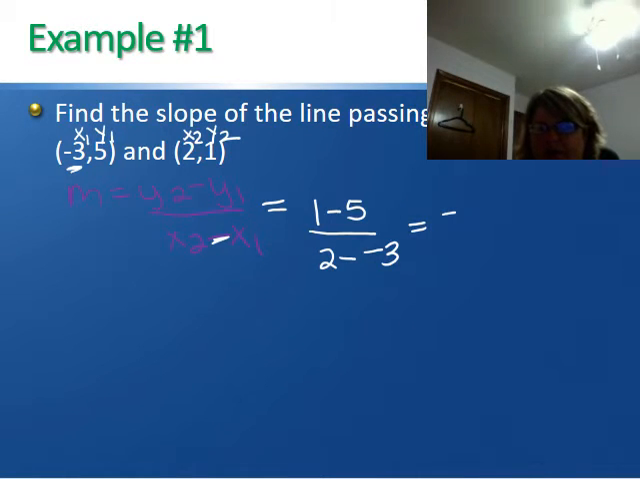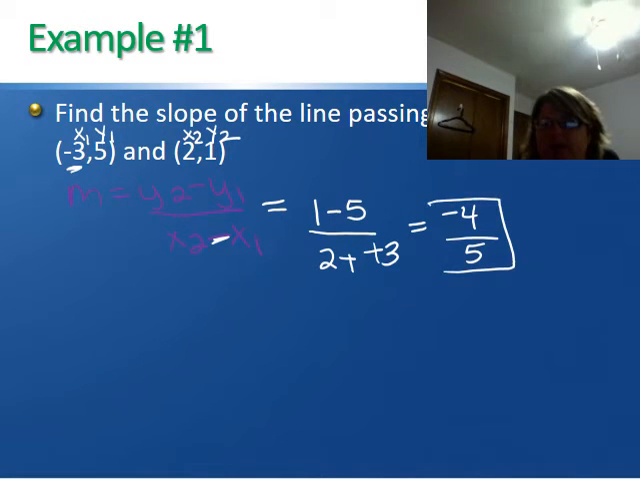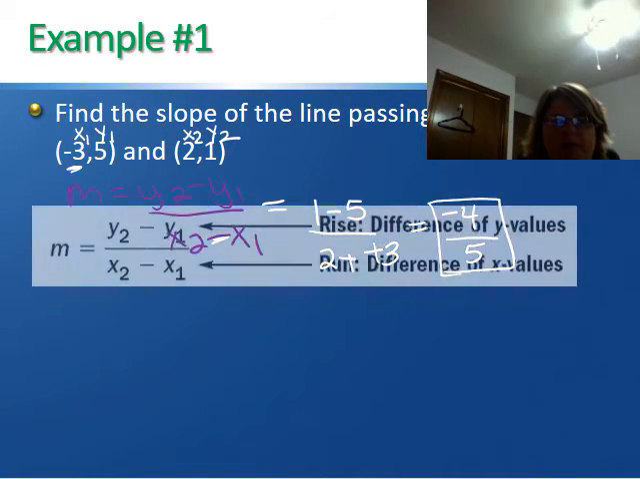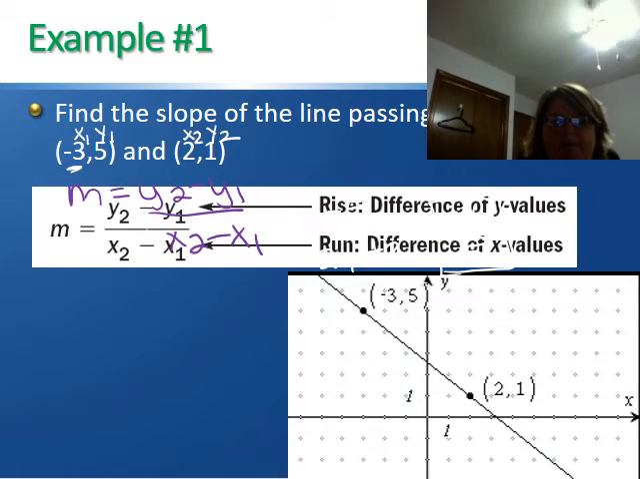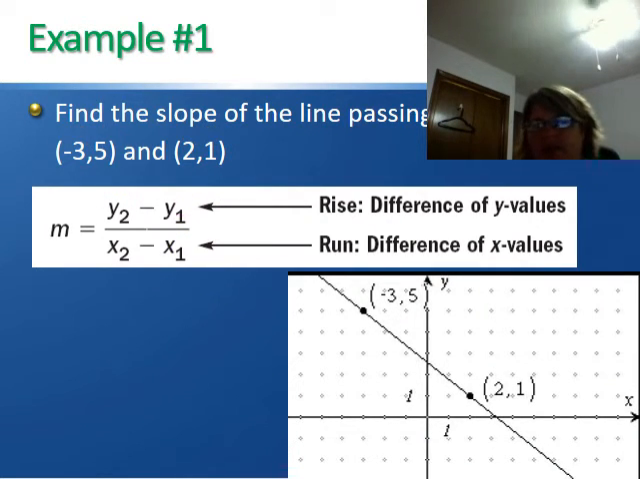1 minus 5 is -4. Change this to plus a positive, which makes 5. So my answer is -4/5. Yay me. I am a winner. Okay, so there's that. I will delete this so you can kind of see what's going on.